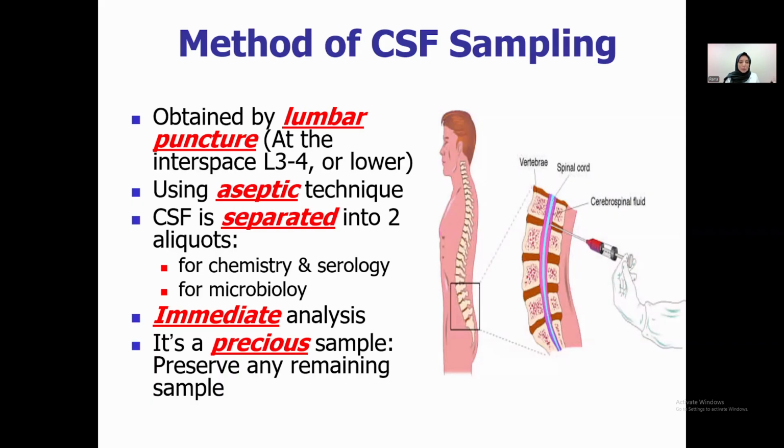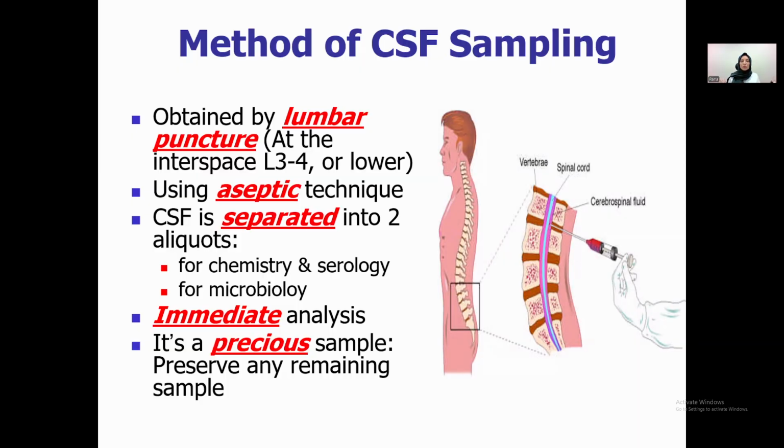After that, we separate it into different aliquots, that means tubes, like tube number 1 for chemistry, serology, and microbiology, and some for culture, to study many things: glucose and protein for chemistry, the type of cells for cytology and serology, and microbiology. Also, we do some culture to know if it is bacterial meningitis, TB, or others.